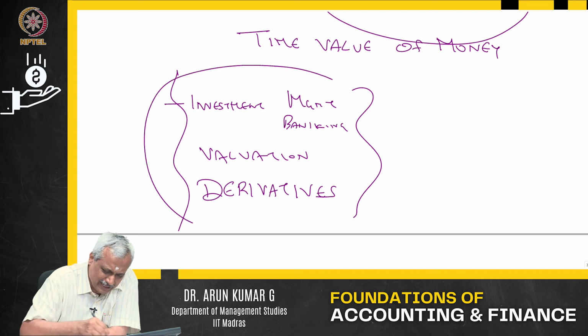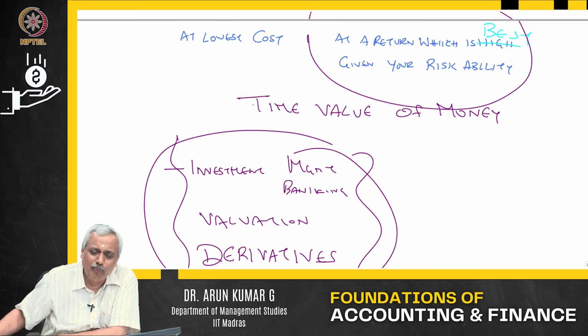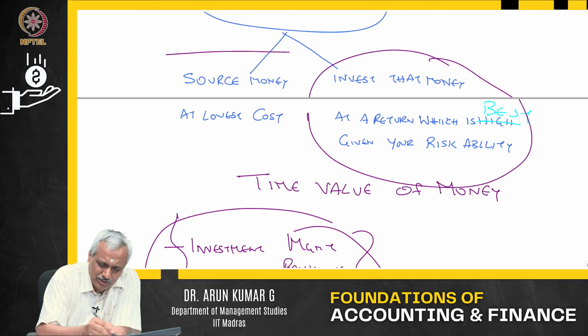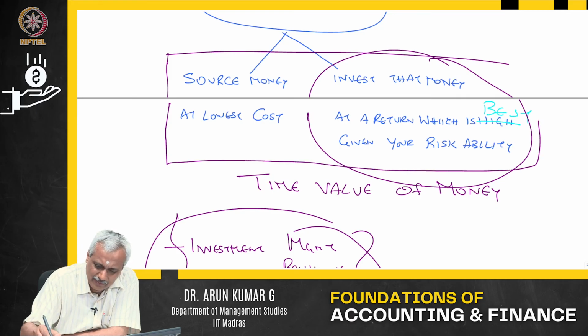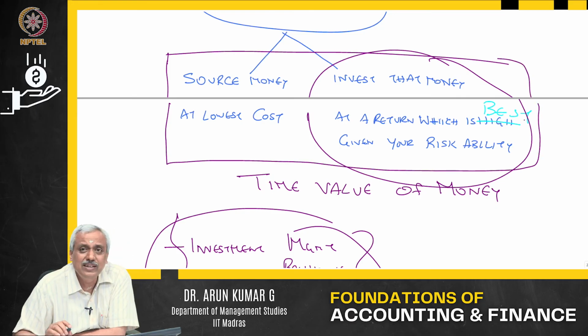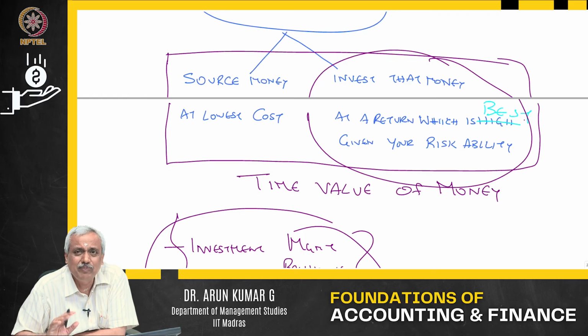All these things basically, all of it boils down to these two simple things: sourcing money at the lowest cost, and investing money in the best possible option, which gives you the best possible return.